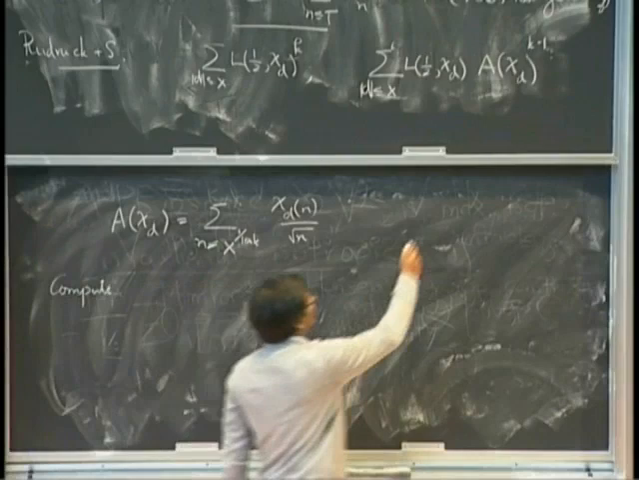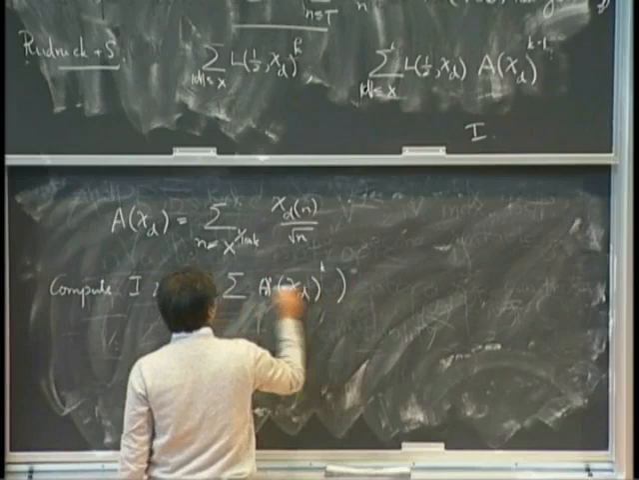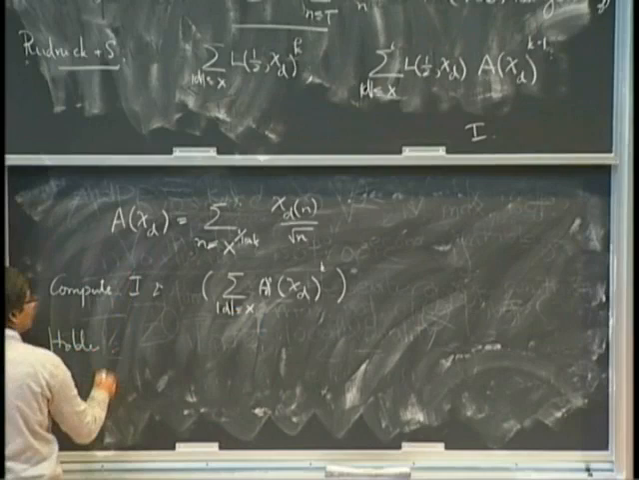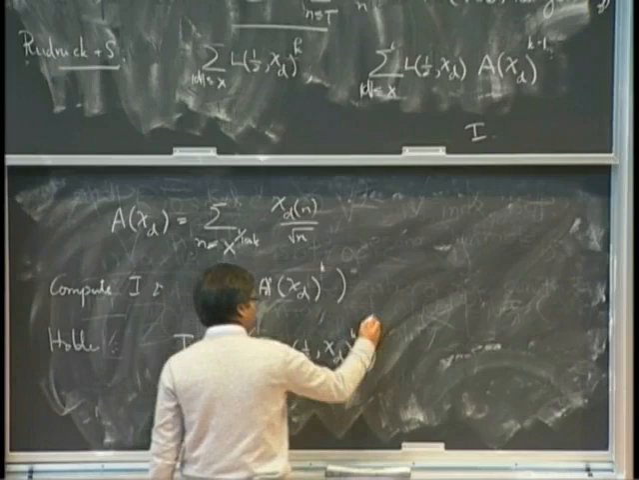So you can compute this, and you can also compute the sum of A(chi_d) to the k over all discriminants going up to x. And then you just use Holder's inequality. So if you use Holder, then you can prove that 1 is bounded by the kth moment of L(1/2) to the 1 over k times this sum here.